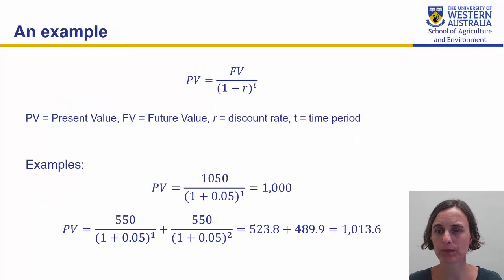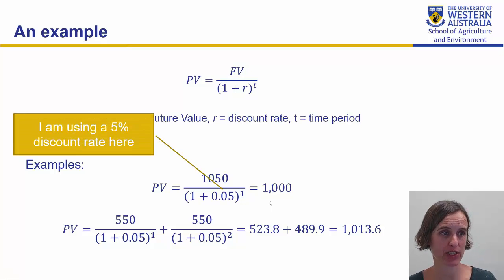Let me show you an example in equations. And we're going to practice with this, both now and in the tutorial. This is the generic function for discounting. We have the present value, which is equal to the future value divided by a discount factor. I have two examples here. The present value of having $1,050 next year is equal to having $1,000 this year, if I use a 5% discount rate.